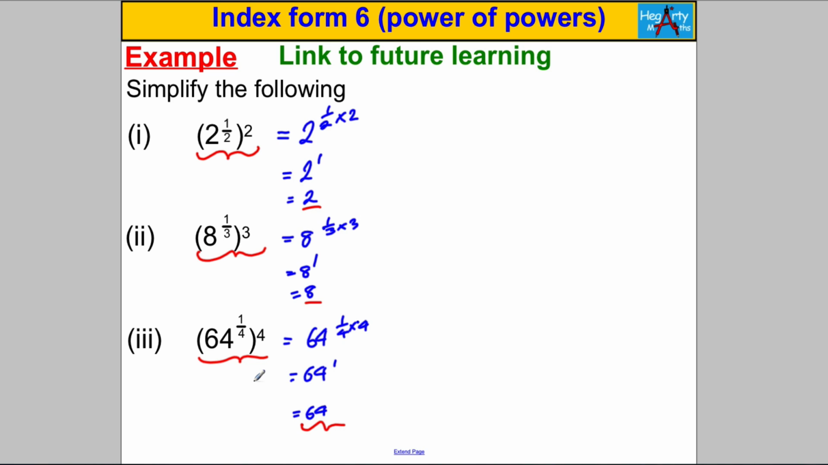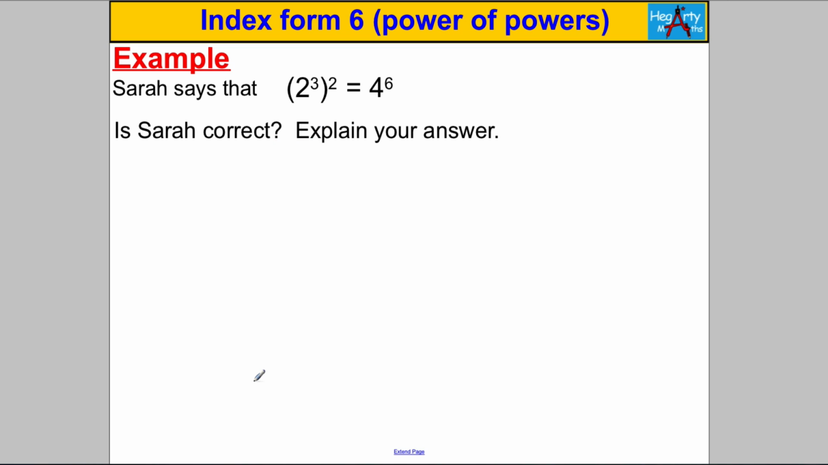Last thing, let's try and deal with a misconception. Sarah says 2 cubed all to the power of 2 is 4 to the 6. Is Sarah correct? Explain your answer. Well, we know by the power of the power rule that 2 cubed squared is going to be 2 to the 3 multiplied by 2, which is 2 to the power of 6, which is certainly not 4 to the power of 6. But you can see what poor old Sarah did. Sarah squared the 2 and got 4, and then she multiplied the powers and got 6.